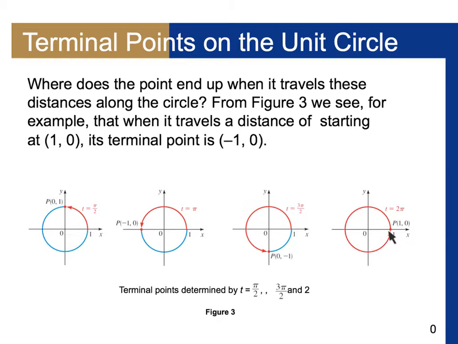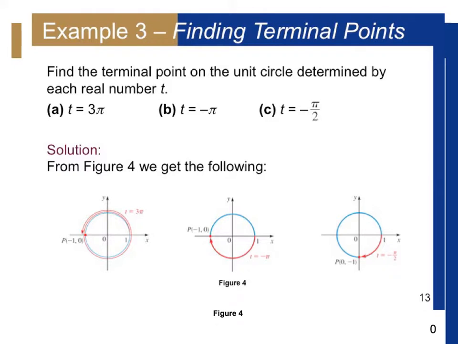So those are our distances traveled on the unit circle, and our terminal points are, for pi over 2, 0, 1. For pi, minus 1, 0. For 3 pi over 2, 0, minus 1. And for 2 pi, it's back to 1, 0 again. The terminal point is the point where we end up on the circle. So let's look at an example. For t equals 3 pi, now pi is half a circle, so we go 1 pi, 2 pi, 3 pi. Our terminal point is minus 1, 0.